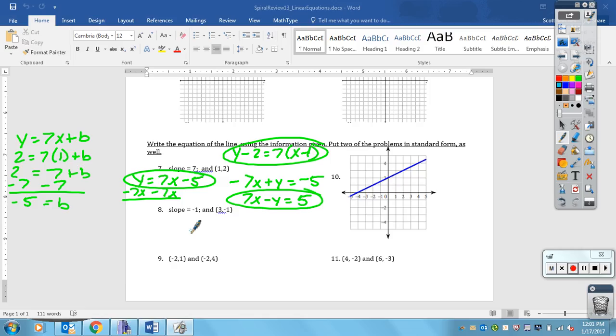Let's do it again. Might as well do point-slope because it doesn't say which one to use. It's y plus 1 equals the slope, negative 1, times x minus 3.